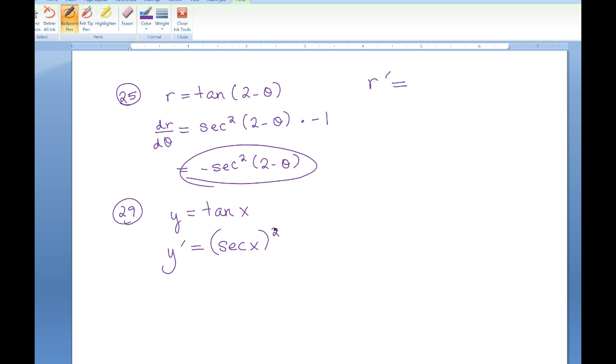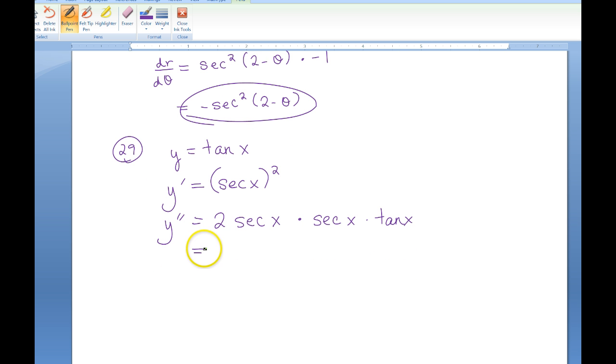Now what's the outside? 2, and inside secant stays the same, times the derivative of secant. Anybody memorize that yet? Secant x tan x. So this is 2 secant squared x tan x.